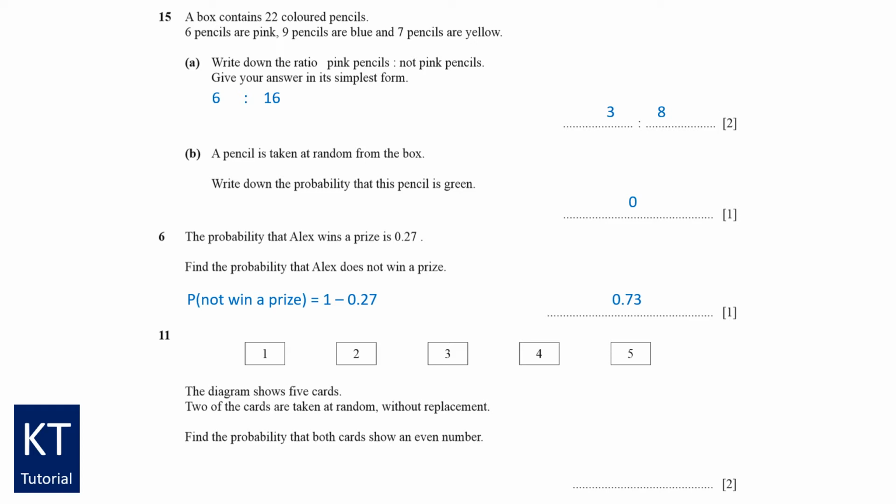Question 11. The diagram shows 5 cards. 2 of the cards are taken at random without replacement. Find the probability that both cards show an even number.